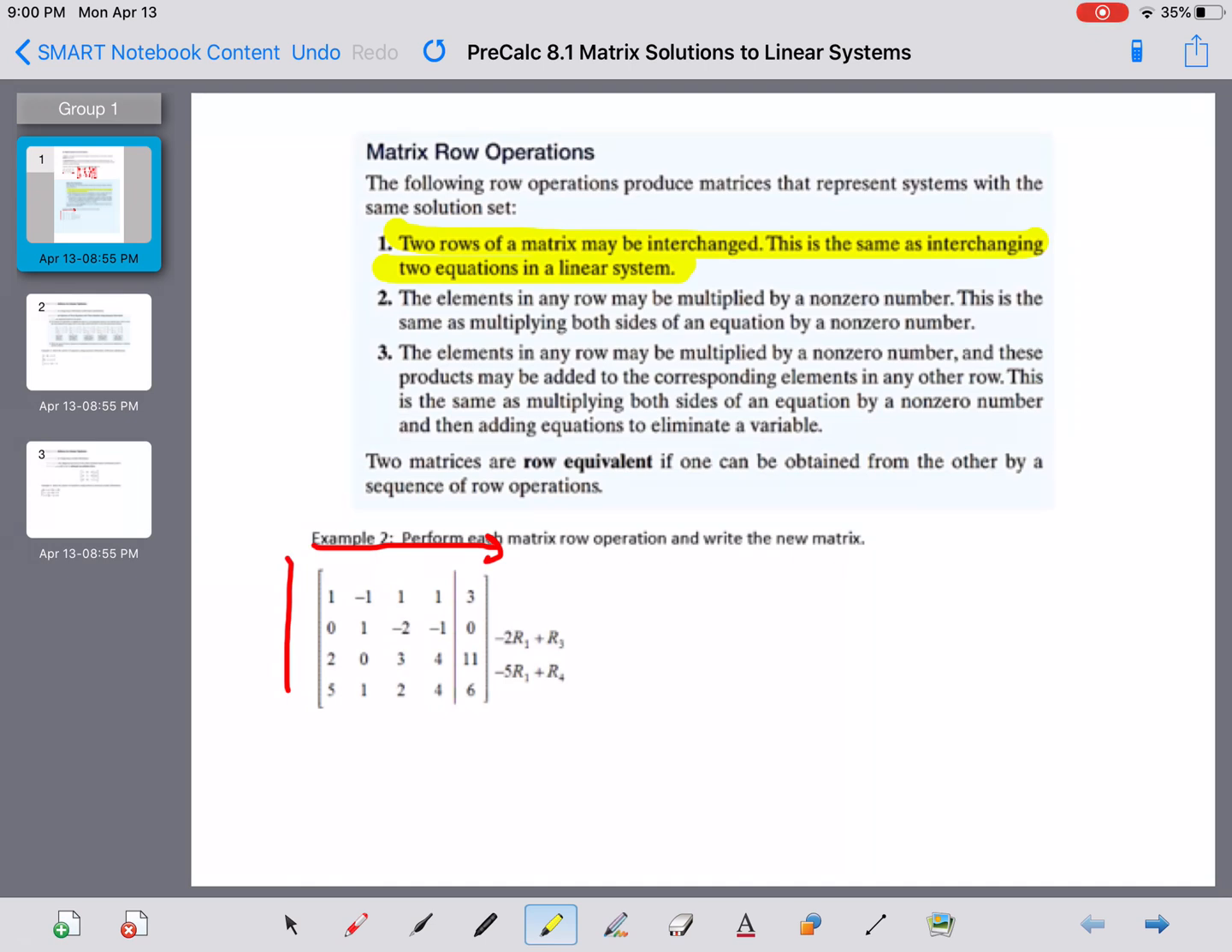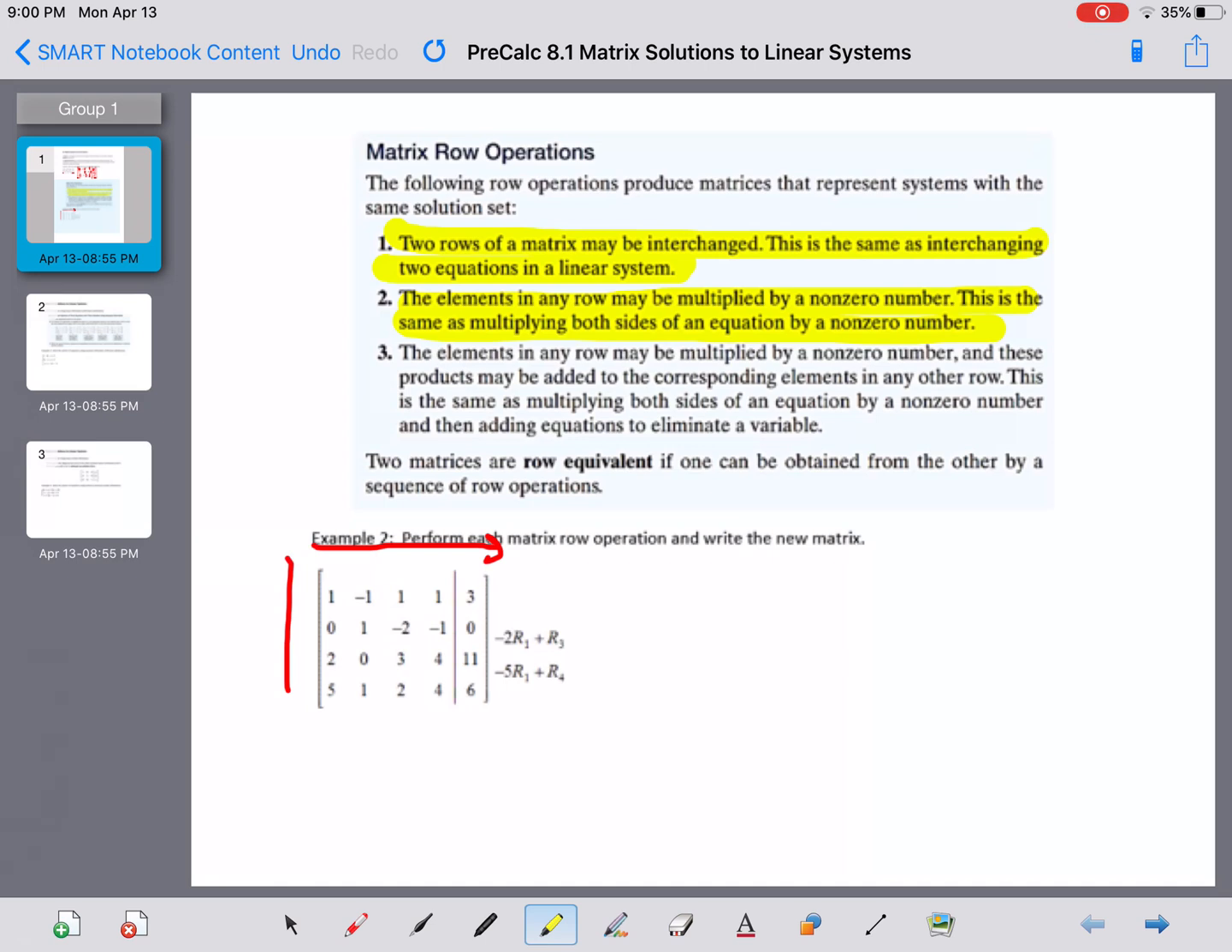The second one says the elements in any row can be multiplied by a non-zero number. And this is just like when we multiplied a system of equations. We'd multiply one equation by 2 or -2 so that when we used it with another equation, it would eliminate. I do want to stress it needs to be multiplied.